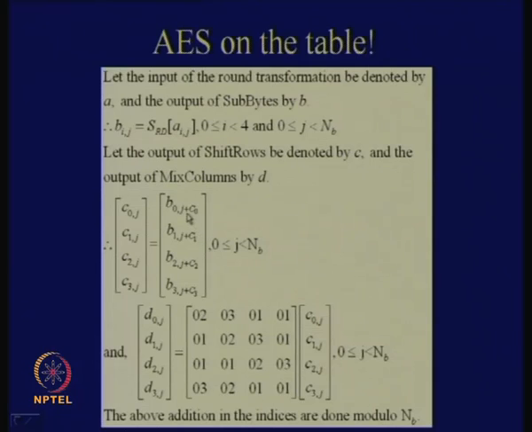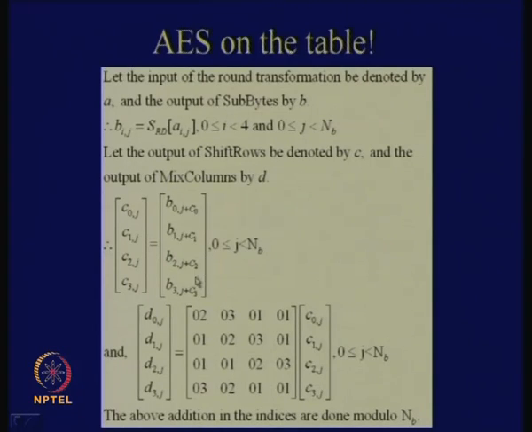When you are doing an addition operation on your index, obviously you have to do a modular operation also. That means you have to bring it back within the total data width that you have, so you cannot go beyond 3, for example. So you just store them. The output of your shift row, you store in the corresponding vector form C0j, C1j, C2j and C3j. And your mixed column output, you store in a similar matrix denoted by the variable D, and this is your mixed column matrix, right?